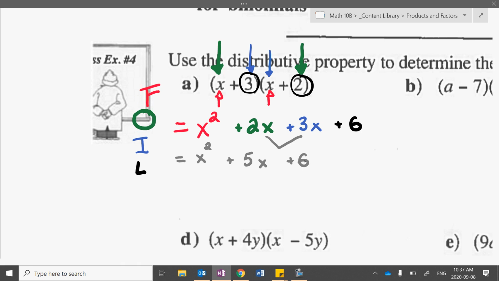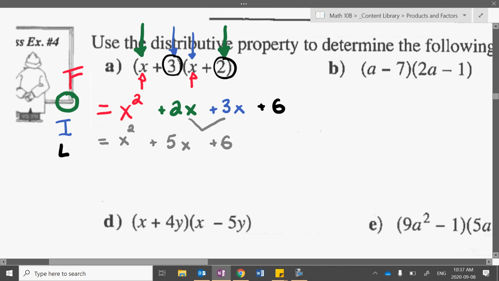Using FOIL is a way to help us stay organized and not mess up when we're making sure we're multiplying everything by everything. We're going to do like 17 more examples of this. If that didn't stick and didn't feel comfortable, that's okay. We're going to do another one. So let's go to B.